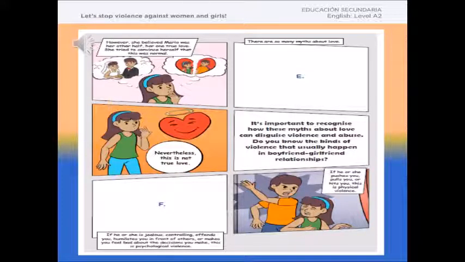It's important to recognize how these myths about love can disguise violence and abuse. Do you know the kinds of violence that usually happen in boyfriend-girlfriend relationships? If he or she is jealous, controlling, offends you, humiliates you in front of others, or makes you feel bad about the decisions you make, this is psychological violence. If he or she pushes you, pulls you, or hits you, this is physical violence.